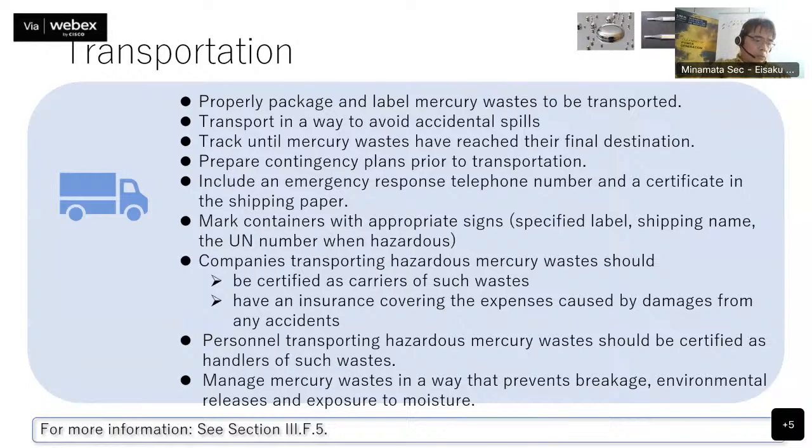For transporting mercury waste, the bottom line is to carry mercury waste to final destination without accidental spills. Packaging and labeling properly, tracking waste, and employing certified transporting companies and personnel are necessary elements to achieve this. Preparing contingency plans prior to transportation is also important.